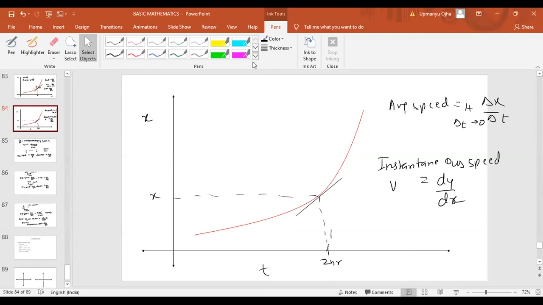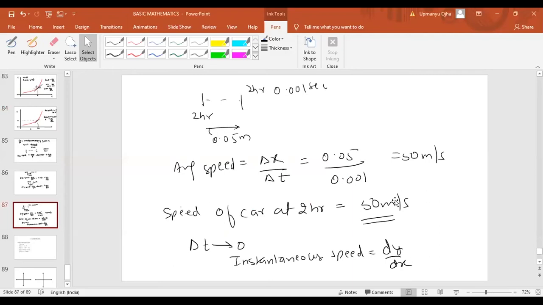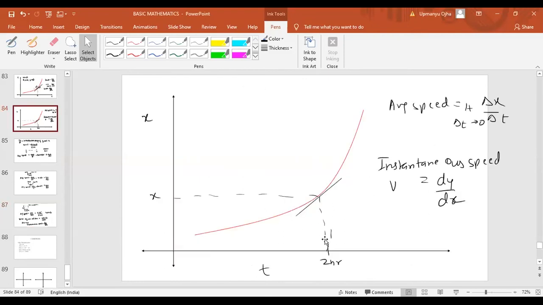Now, like I gave you the example of instantaneous speed. You can see here this graph which I have taken. This is displacement on the y-axis and time on the x-axis. If I take time t equal to 2 hours, then what was the speed? We found the speed was 50 meters per second. And how did we find the speed? When we draw the tangent to the curve at that particular time t, we get the instantaneous speed of the curve. Yes, it would be dx by dt.